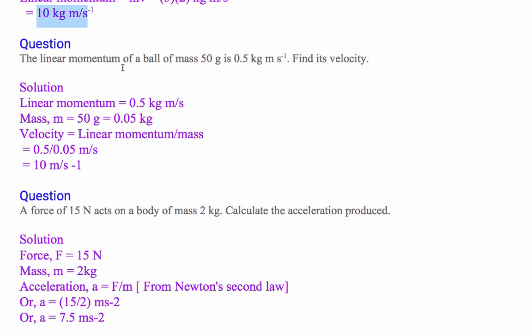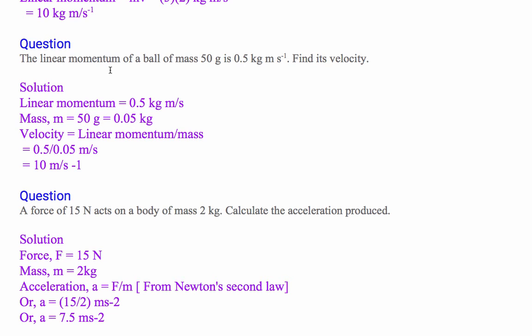What it says, the linear momentum of a ball of mass 50 gram is 0.5 kg meter per second. So this is the linear momentum given and mass is given 50 grams. We have to calculate the velocity. Now the formula remains the same, that linear momentum is equal to mass into velocity, but then one thing should be very clear, that the mass is given in gram. So first step will be to convert this mass given in grams into kg. We will convert the mass which is given in grams firstly in kg.